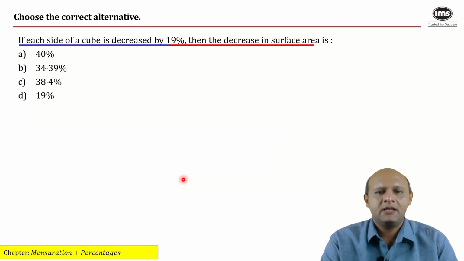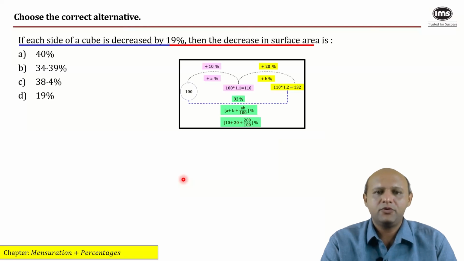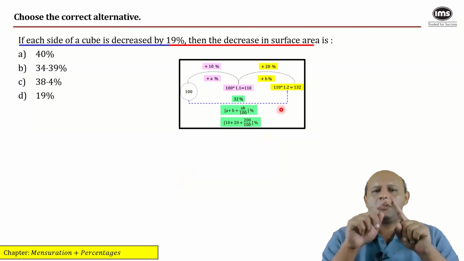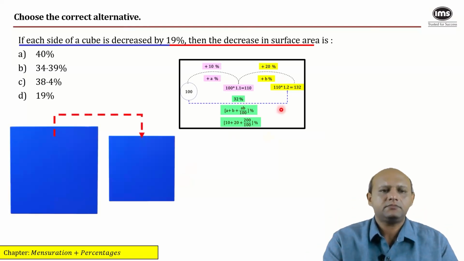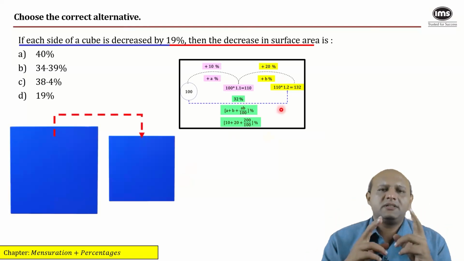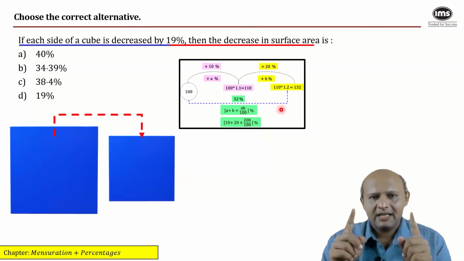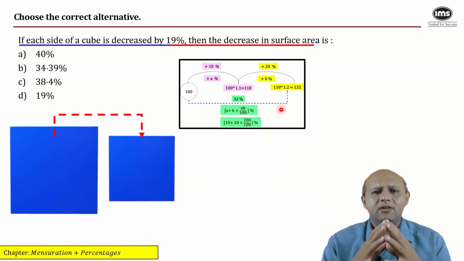Okay. So I hope you recall the concept that we discussed on successive percentages previously, also in a couple of questions. You see that that can be applied here, because you talk about the surface area. If there is a drop in the surface area, it has two dimensions, length and breadth, though it is the same in the context of a cube. So both are decreasing by 19% each.